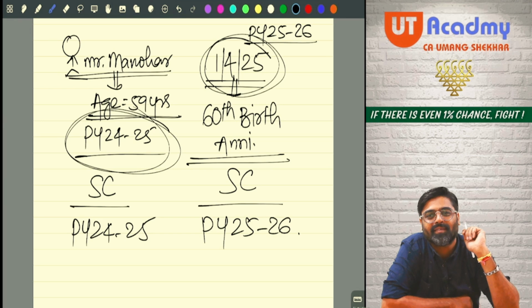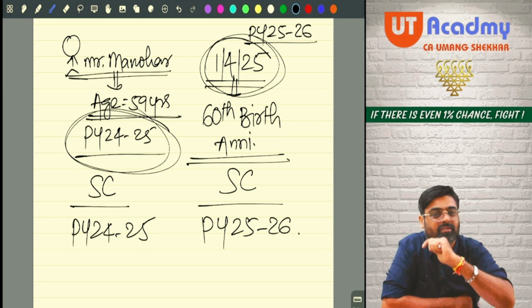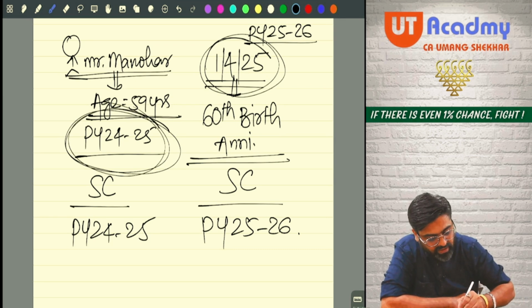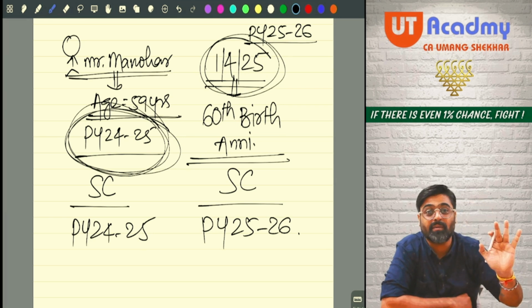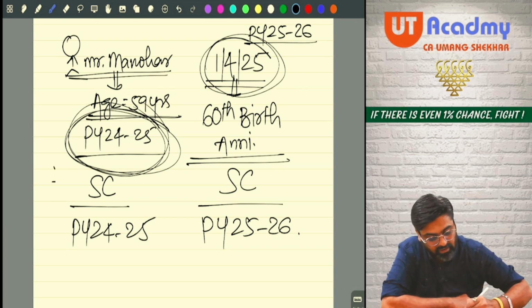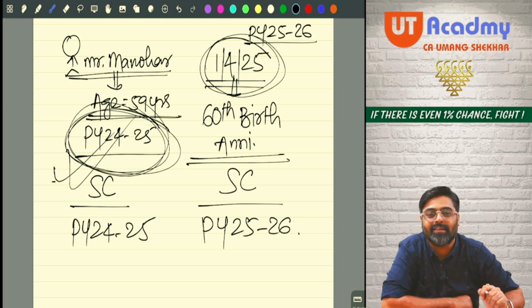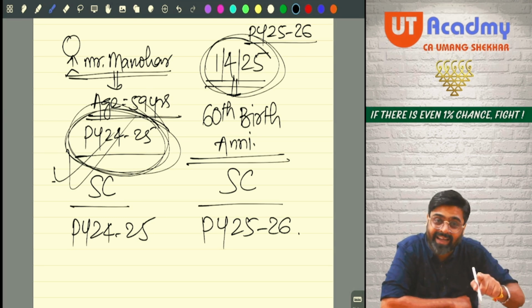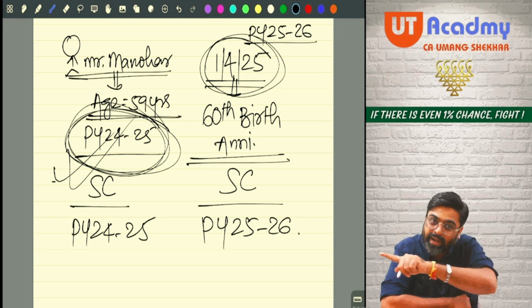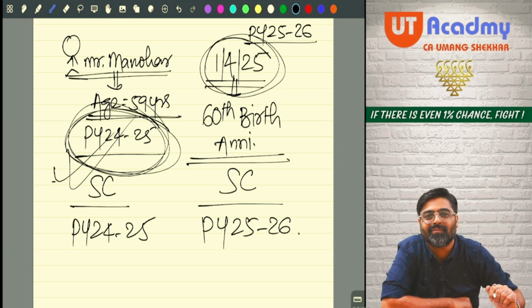Getting my point? So tell me, with this logic, don't you think that the assessee, Mr. Manohar, has completed the 60 years age as on 31st March 2024-25 only? At any time during the previous year, even for a single day, if your age is 60, you are treated as a senior citizen for the full year. So are you a senior citizen in 24-25? The answer is yes. So you will start getting the higher basic exemption limit from 24-25 itself, which will now continue in the subsequent years also.